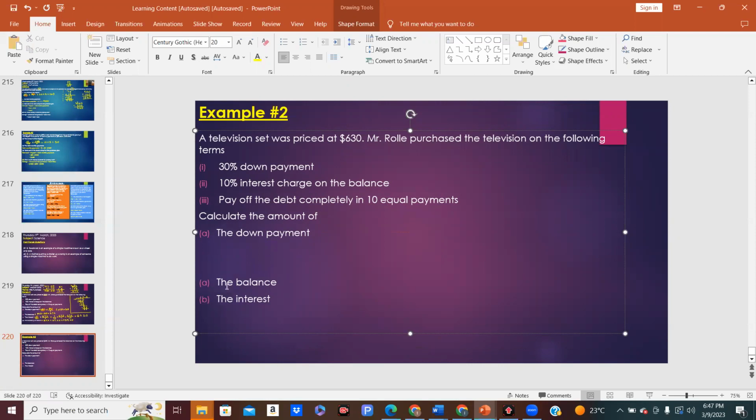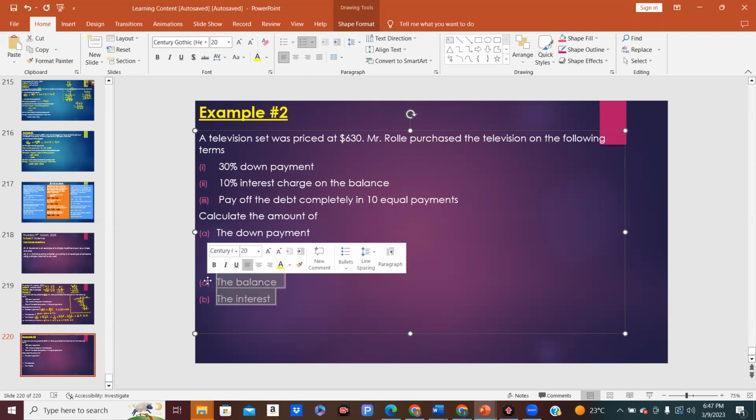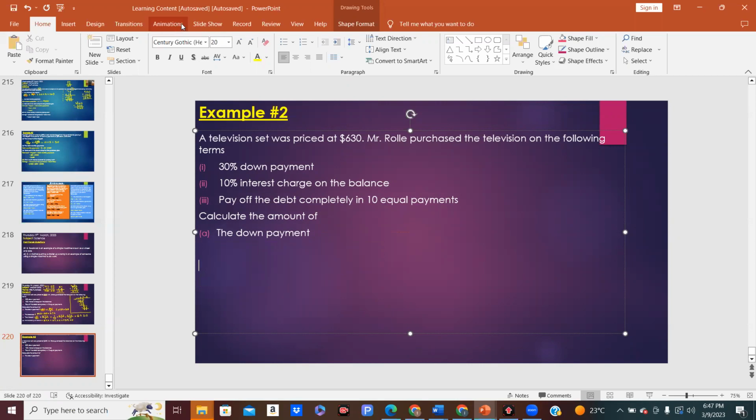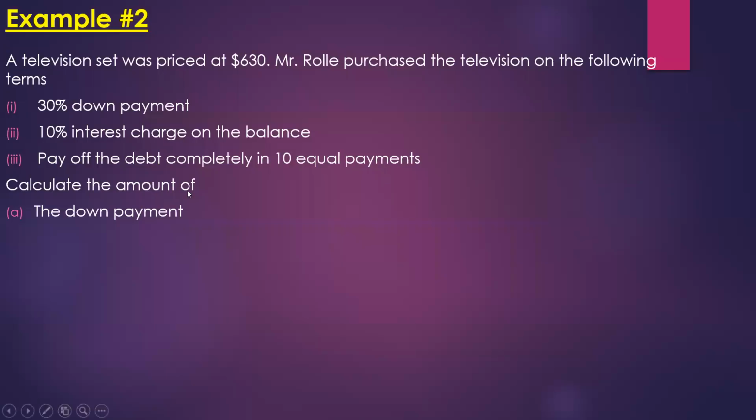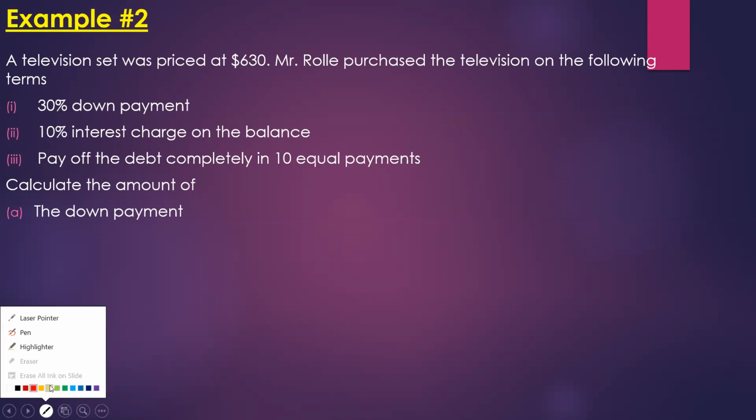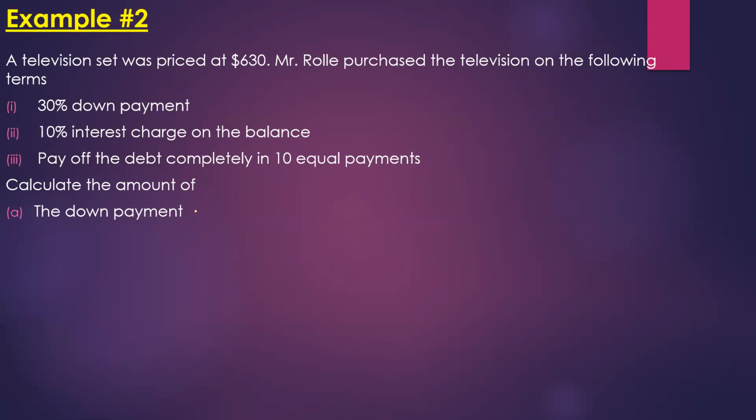Okay, that's what we're going to figure out. What is going to be the down payment of this? So let's do the down payment. I want Alexandria to tell me how we're going to figure out the down payment. Okay, for the down payment, we're gonna do 30 over 100 times 630 over 1. Very good.